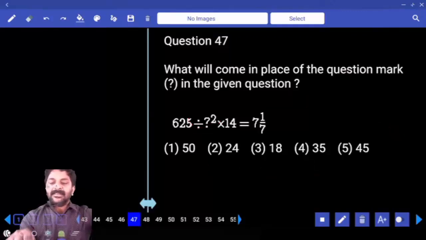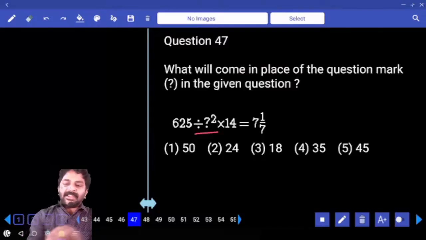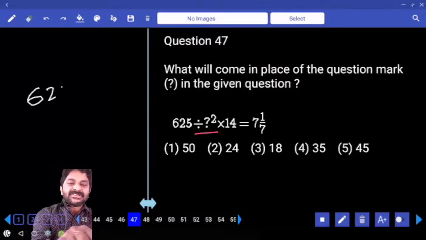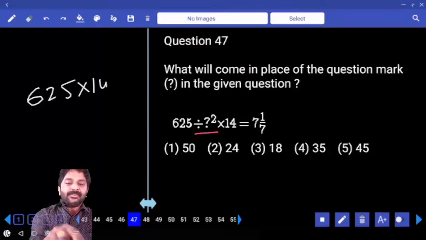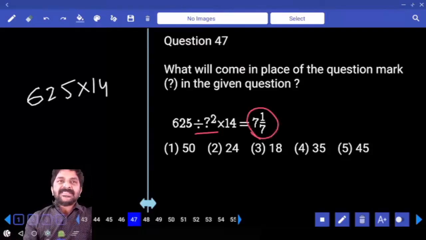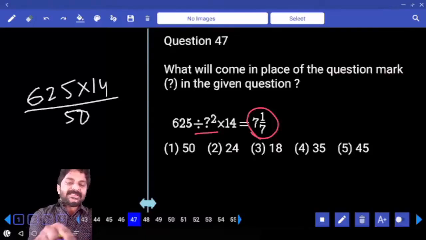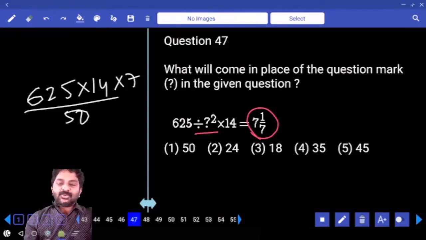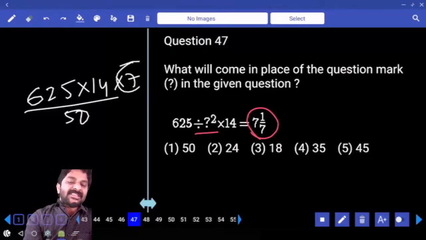Right, next. Left hand side denominator is x square. Take that to right hand side. Then you'll have 625 into 14. Right hand side 7 1 by 7. What is that? 50 by 7. Denominator in denominator comes to numerator. Correct? And this is what? X square value. Agreed? 7 is there.